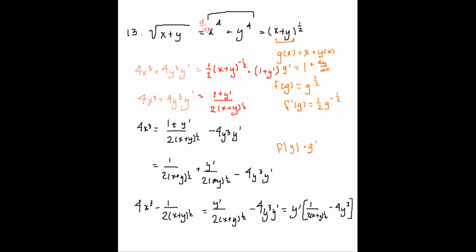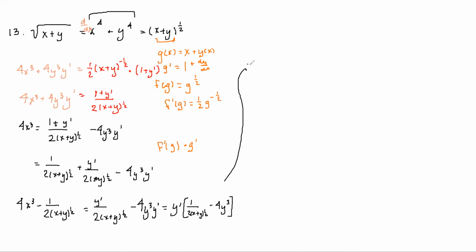Okay. So I'm just going to move up here now. I'm going to keep simplifying this algebraically, and again, stop me if you see an error because I make them, and I make them frequently. So let's see what we're looking at. I'm going to rewrite it. Y prime, I've got 1 over 2x plus y to the 1/2 minus 4y cubed is equal to 4x cubed minus 1 over 2x plus y to the 1/2.